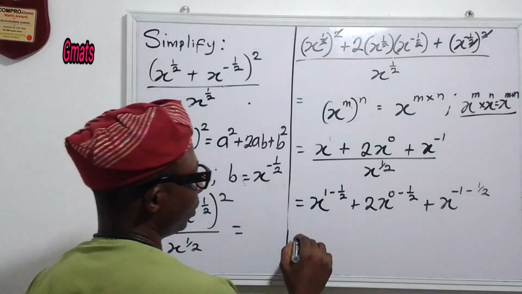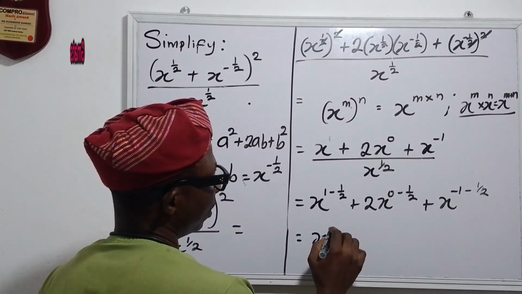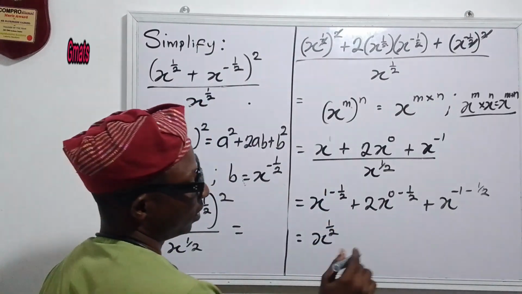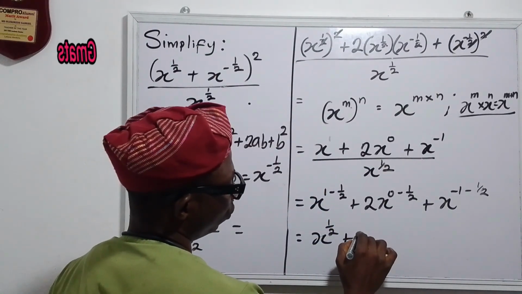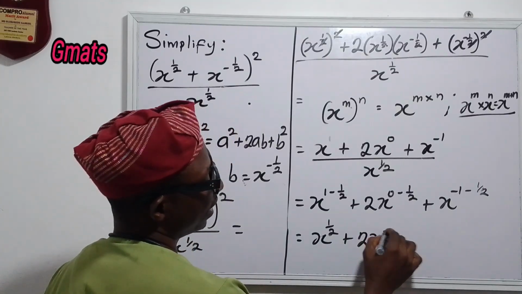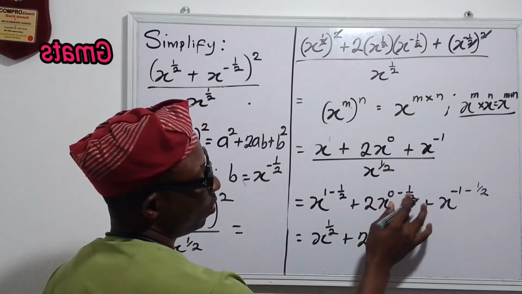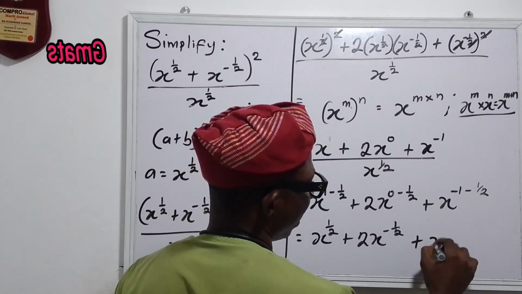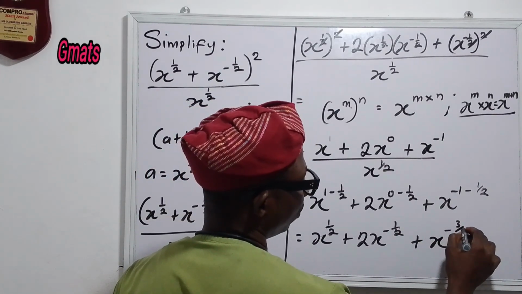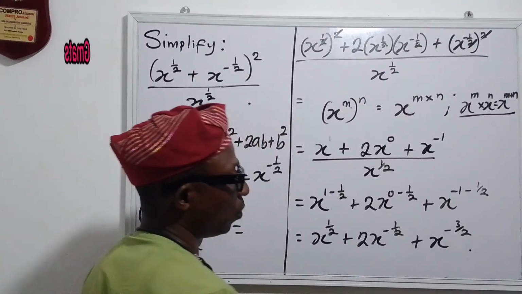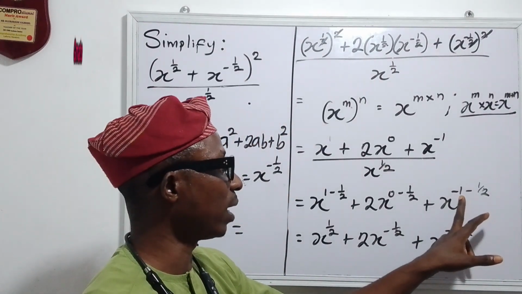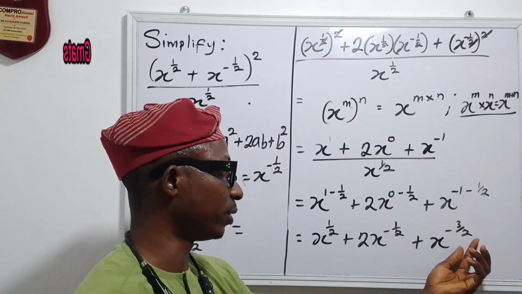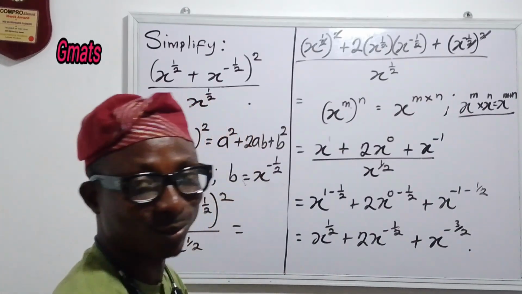So from here, you have x raised to the power of 1 over 2. 1 minus half is half. Now we have plus 2x raised to the power of negative 1 over 2. 0 minus half is minus half. So plus x raised to the power of negative 3 over 2. Okay, so when you add negative 1 and negative half together, you have negative 3 over 2. And that is the answer to the problem.